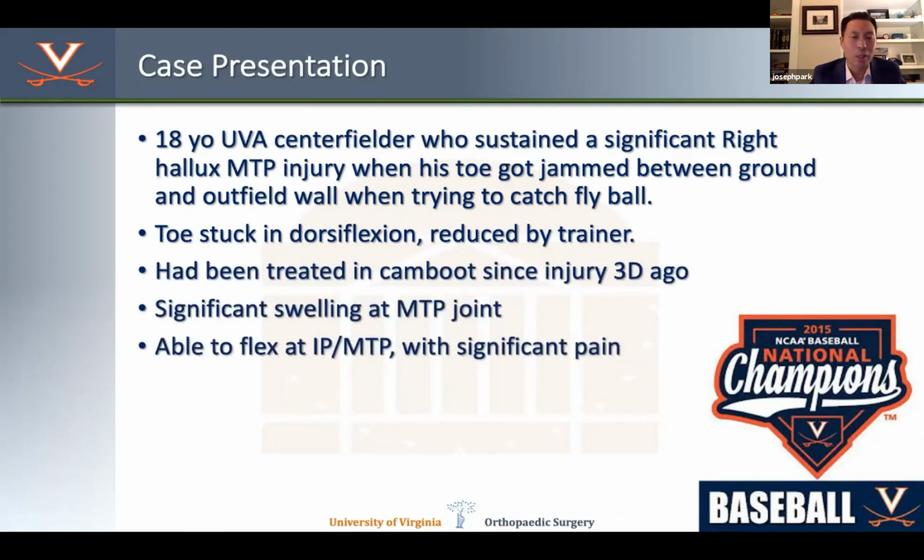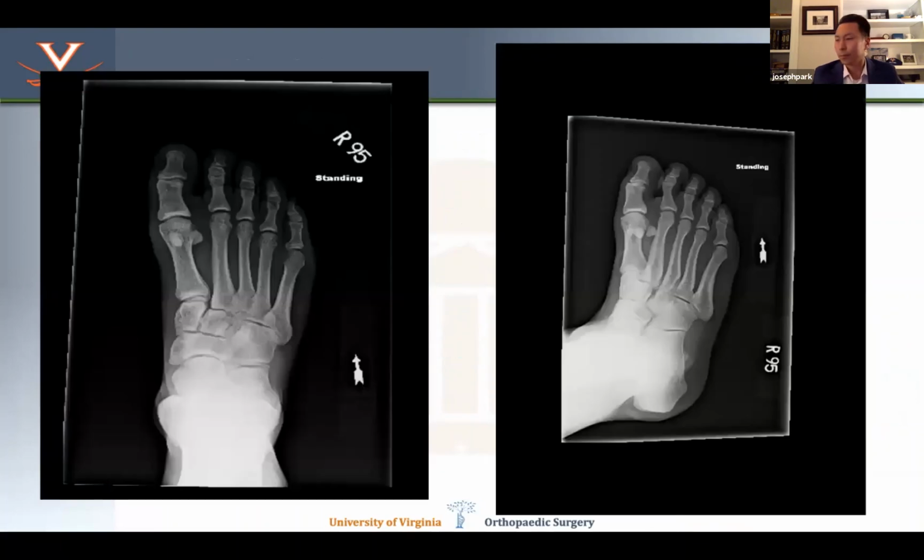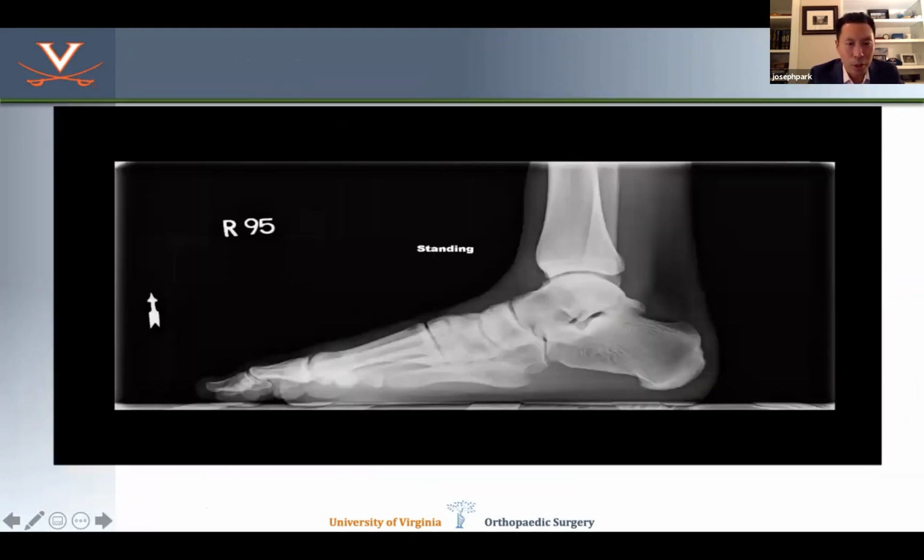He was able to flex at the IP and MTP, but he had significant pain, and he had pain with passive extension of the hallux MTP. He did not have a significant varus or valgus deformity, but he did have pain with valgus stress. So if you look at these x-rays, you can see that even just looking at the AP, these sesamoids appear somewhat retracted. And you can see on the lateral, here is the sesamoid sitting here compared to the proximal phalanx.